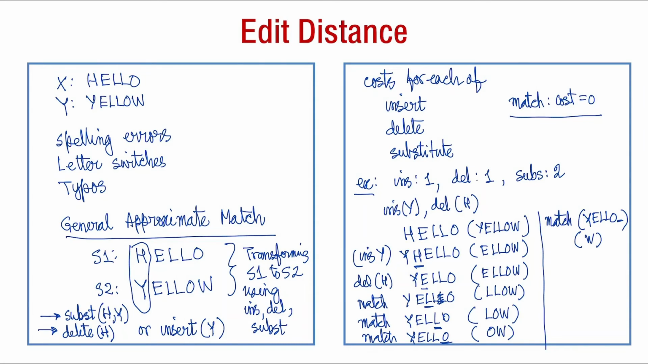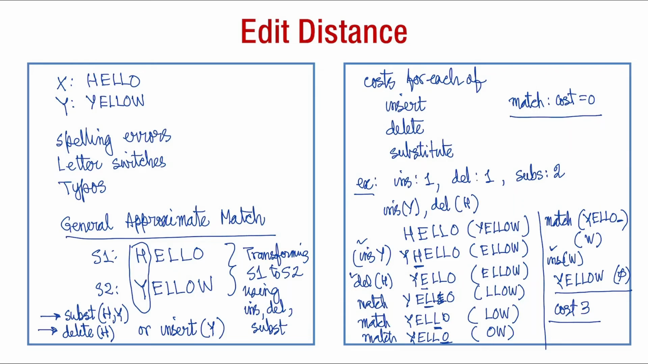And now I will apply insert W. And once I insert W, I will get YELLOW, and this becomes null. And when this becomes null, I have completed the transformation. And if we calculate by doing this, I have used one insert here, one delete here, and one insert here, and the matches. So there are two inserts and one delete. And if my cost is 1, then the cost here would be 3.